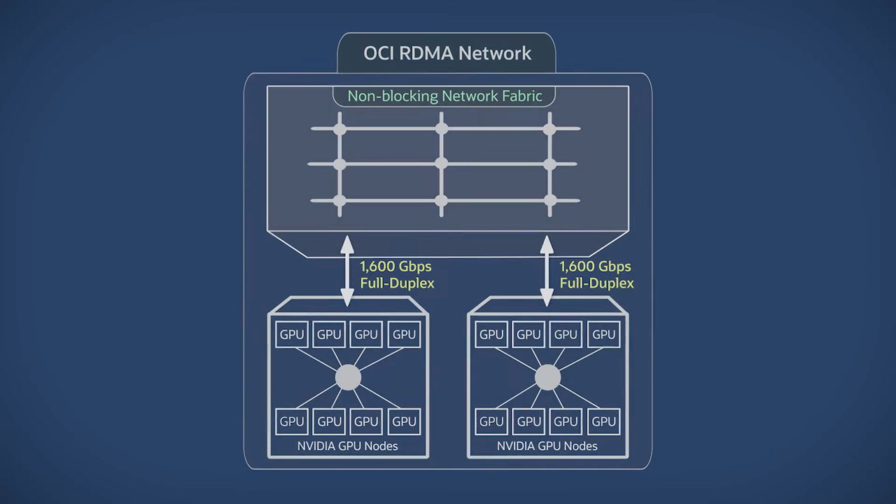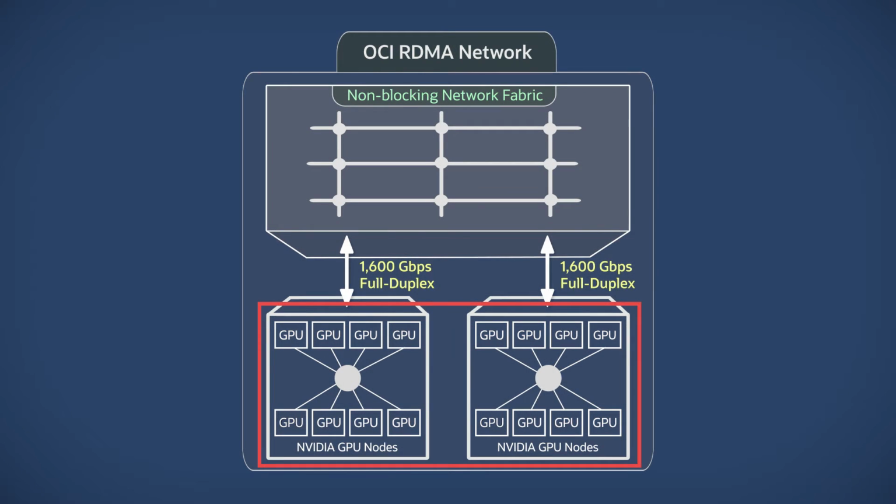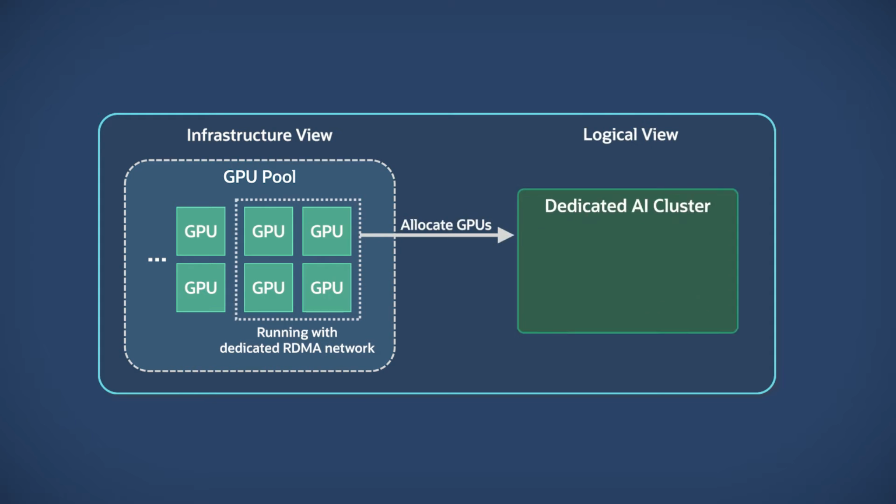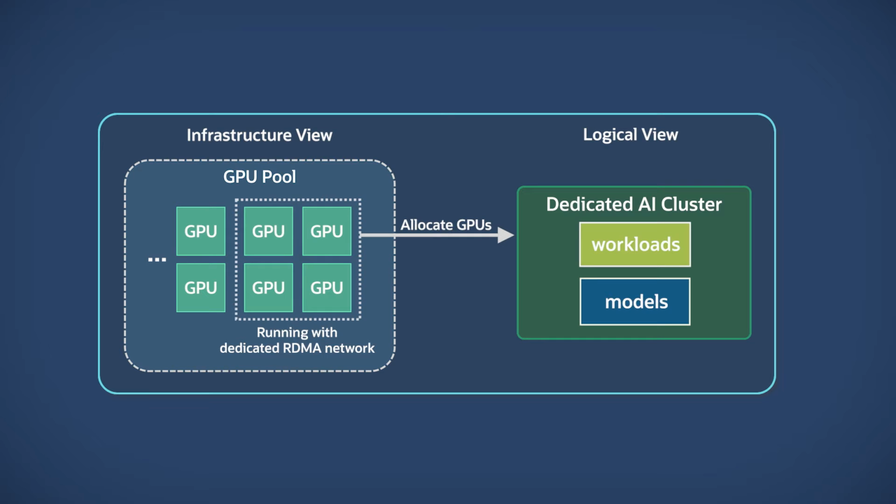Of course, we create a dedicated AI cluster that includes dedicated GPUs and a dedicated RDMA cluster network that can be used by those machines to communicate with each other. The GPUs used for a customer's Gen AI workload are fully isolated from other GPUs available in the Gen AI service pool. Customers' inference workload and fine-tuning workloads run on this dedicated AI cluster.